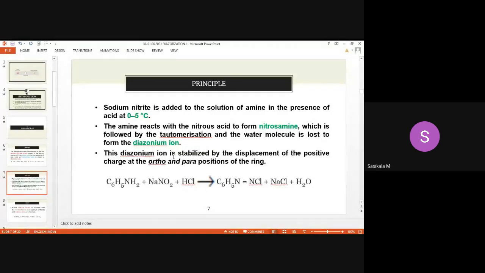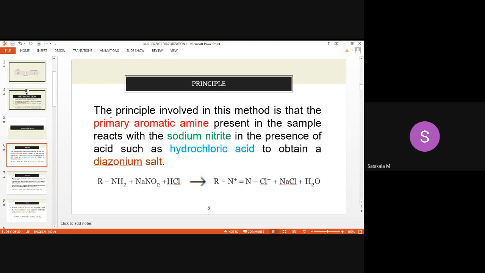And this diazonium ion is stabilized by the displacement of the positive charge. The aromatic group has ortho and para positions, right? So the diazonium ion formation is stabilized by the displacement of the positive charge at the ortho and para positions of the ring, so that the formed diazonium ion will be stabilized. So this is the chemical reaction and basic principle behind the diazotization titration. The combined reaction, in simple form, is the primary aromatic amine reacting with sodium nitrite in the presence of an acidic medium, and it forms the diazonium salt.